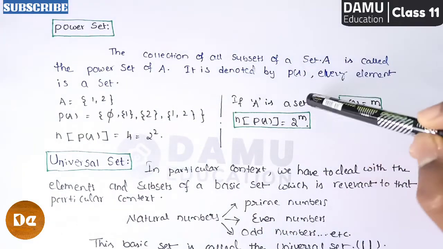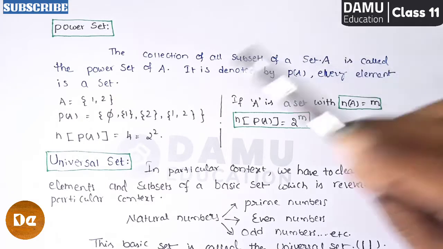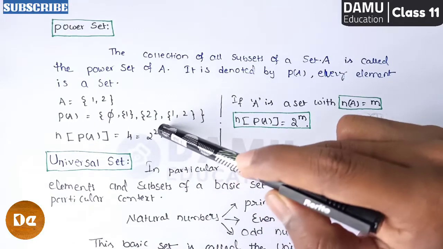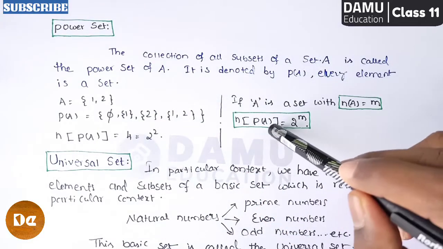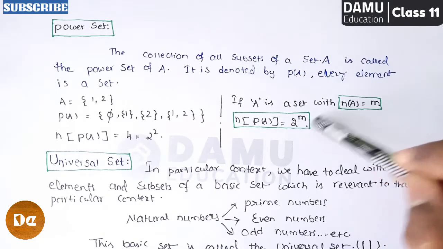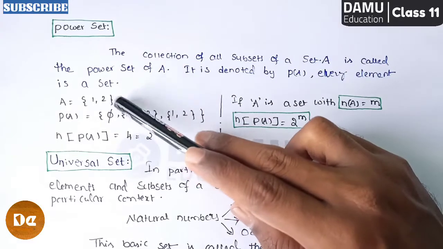So if A is a set with n of A equal to m, that is, m members are there, how many members are there? m. In our example, the number of elements in the given set is 2, so we wrote 2 power 2. So n of P of A will be equal to 2 power m, where m is the number of elements present in the given set.